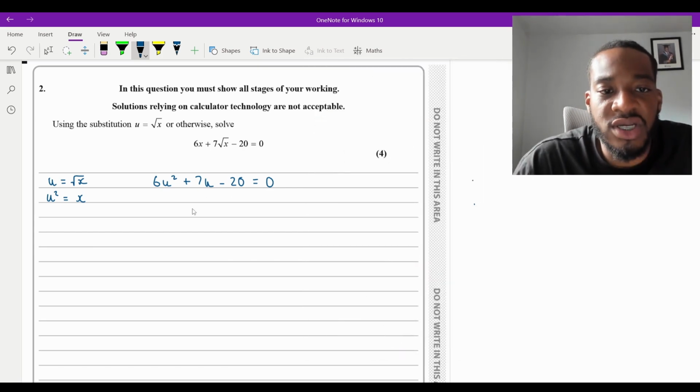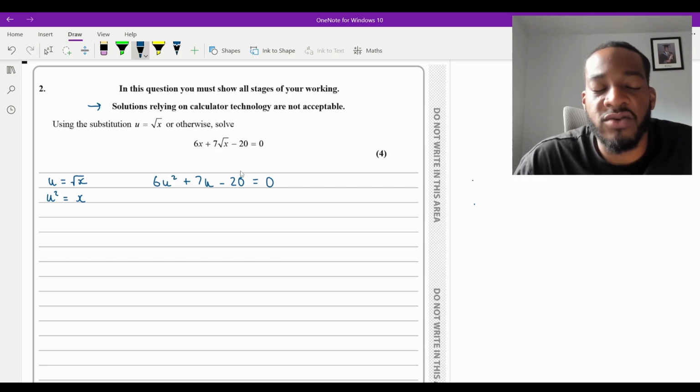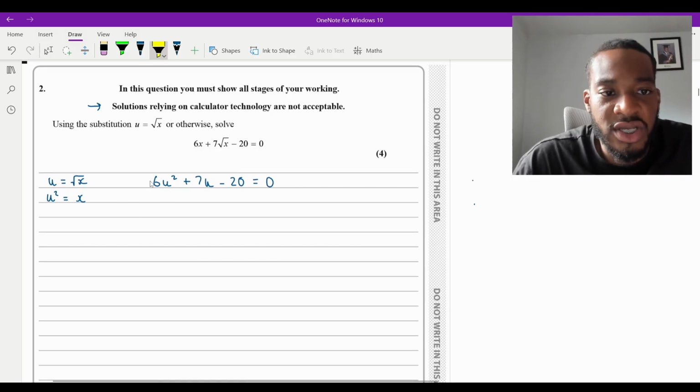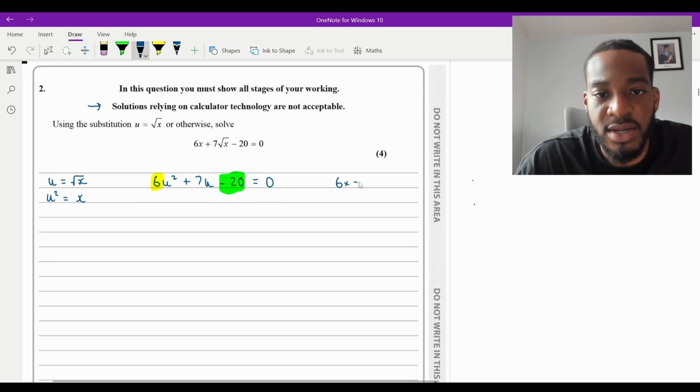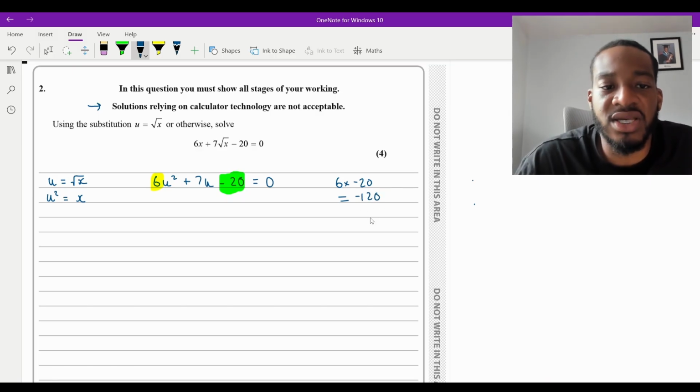What I like to do is punch this into my calculator and get the roots. But it does say here, solutions relying on calculator technology are not acceptable. So I'm going to factorize. And because this is a quadratic where the a term is more than 1, so 6 here, I need to times this number by the c. So 6 times minus 20 is going to be minus 120, isn't it? So I need two factors of minus 120, which will also add to give 7.